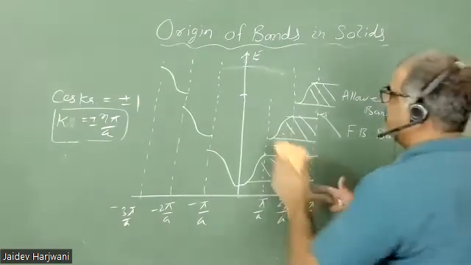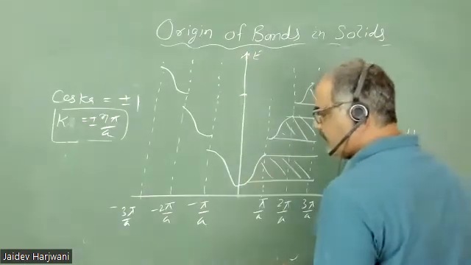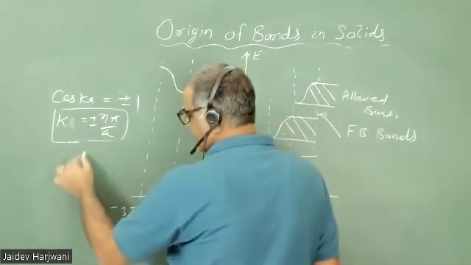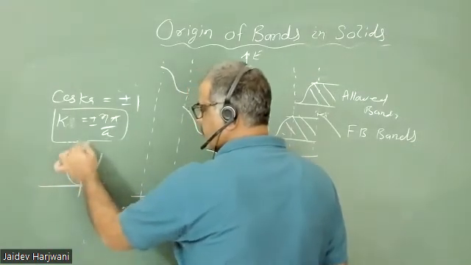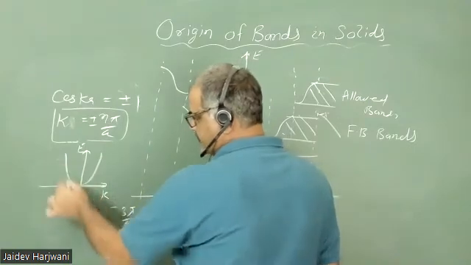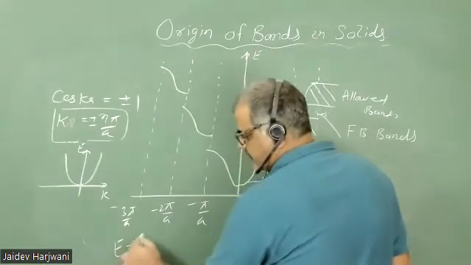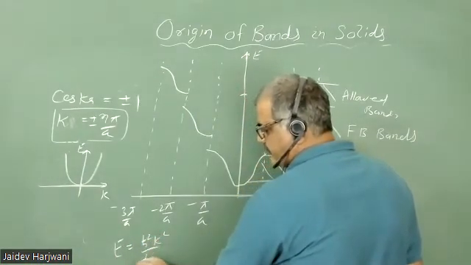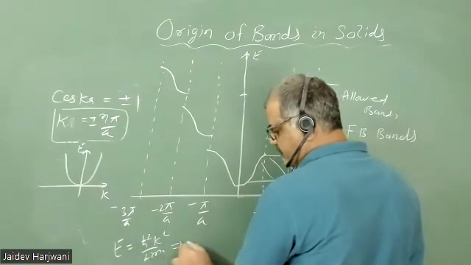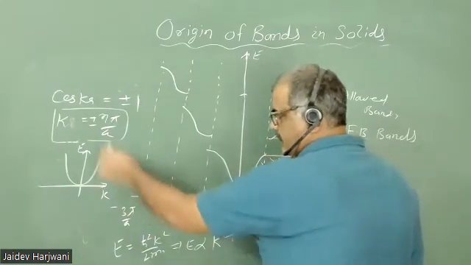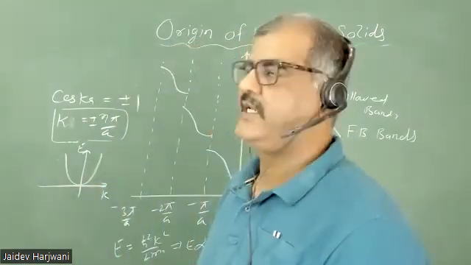Okay, now if you see the free particle, its EK diagram is like this. Just now we have shown what a free particle is: E = ħ²k²/2m. So E is proportional to k², and you get this parabola-type continuous shape for the free particle, because k is not restricted.